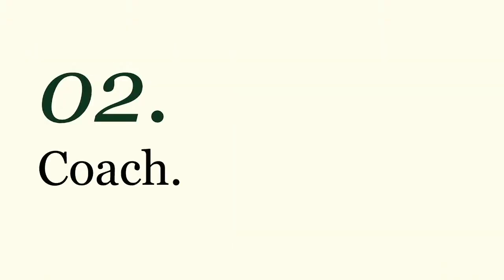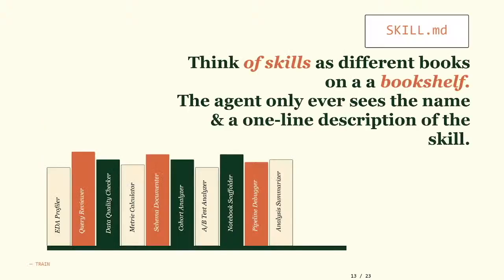Okay, so now we have onboarded our agent. The next step is to coach it. We coach the agent to do our boring, repetitive, manual tasks that we don't enjoy doing as much. And one way to do that is using skills.